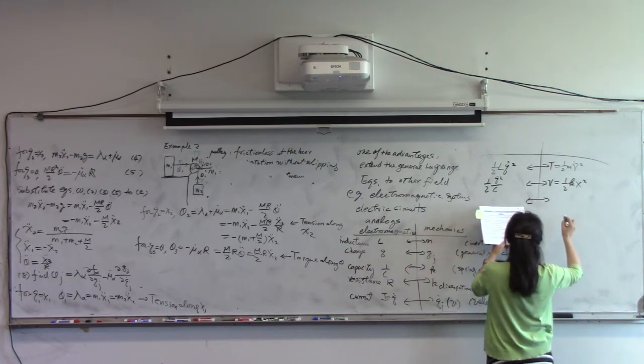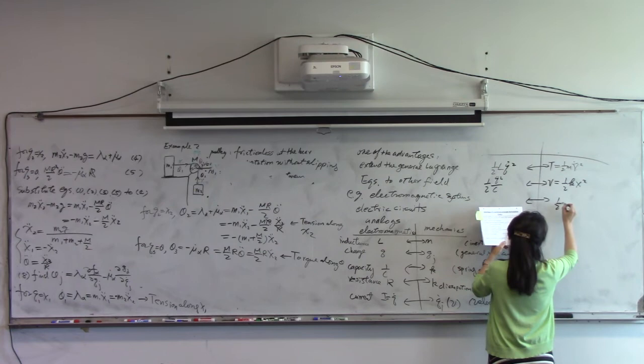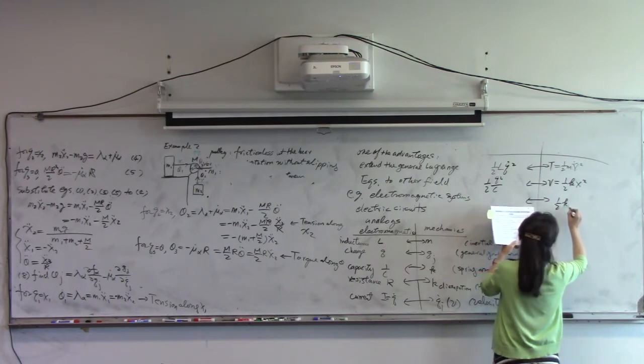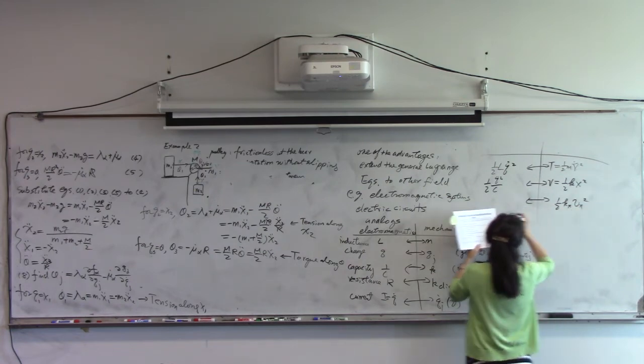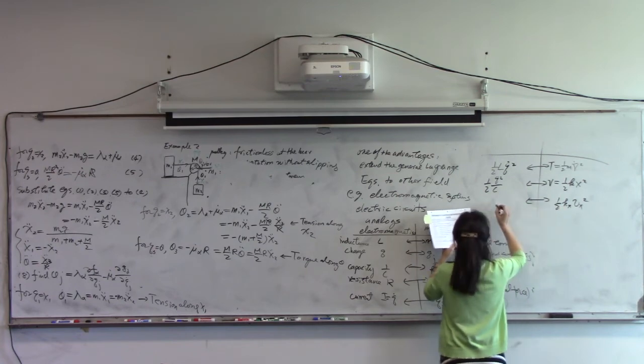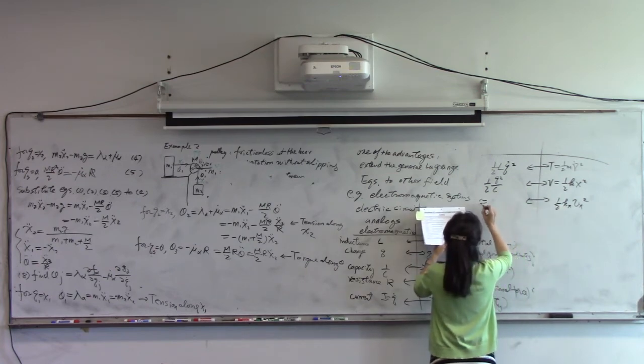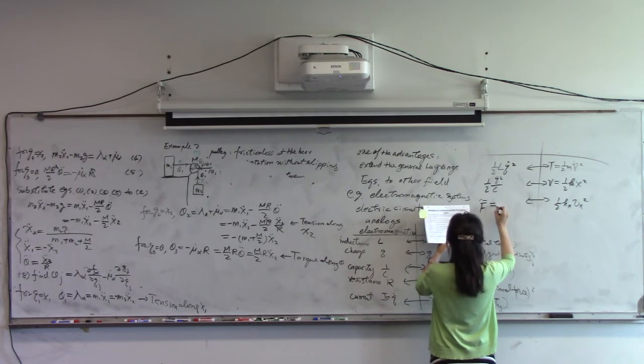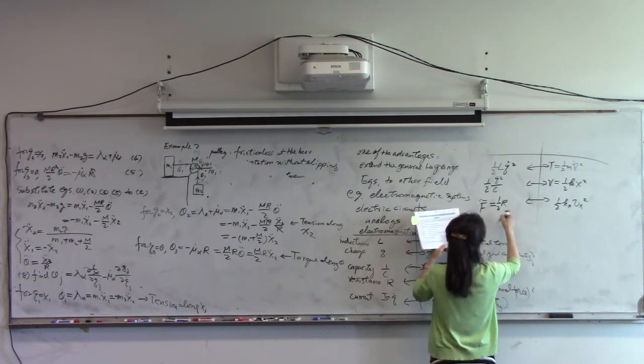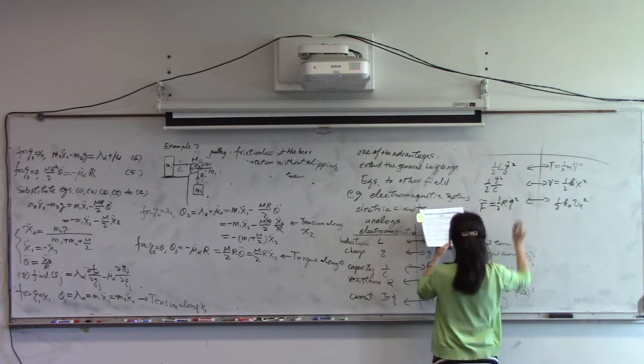Then for the resistor here, we have a dissipation function. Remember that it is a function of velocity, and this term is for the resistor. The dissipation function in this case is half of R, the resistor, times Q dot squared.